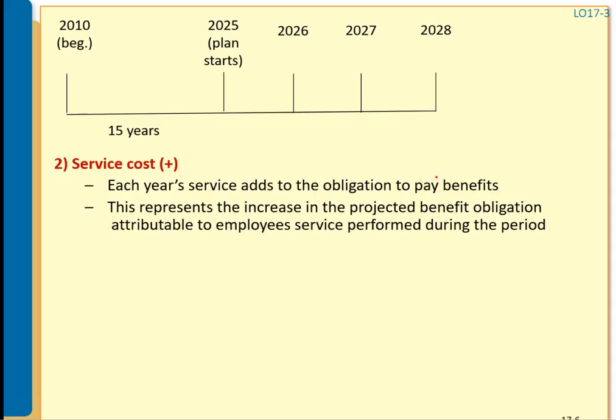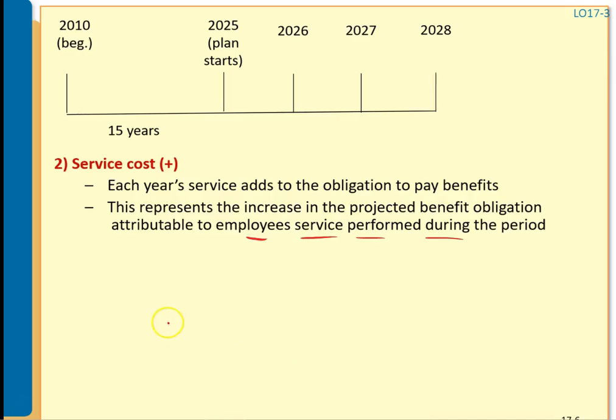Okay, so let's talk about the service cost. The service cost adds to the projected benefit obligation, and adds every year to the liability, and it just represents the increase attributable to employee service performed during the year. So every single year that your employees work for you, your obligation to pay out is going to be higher.